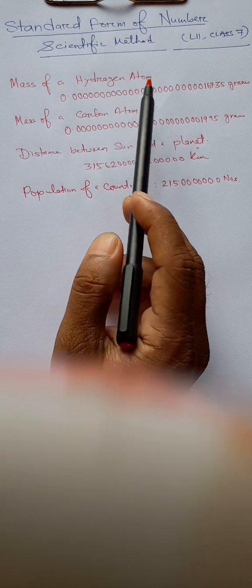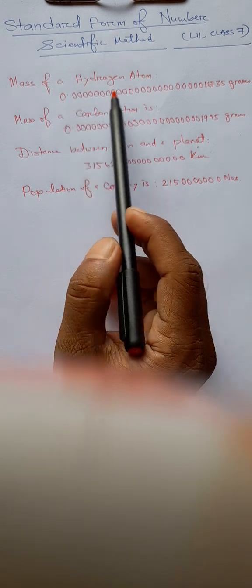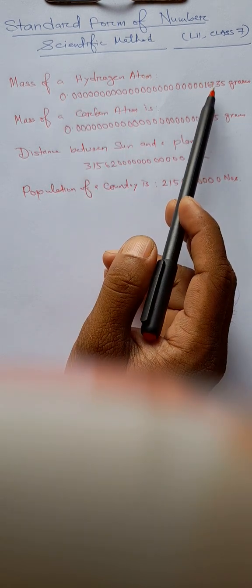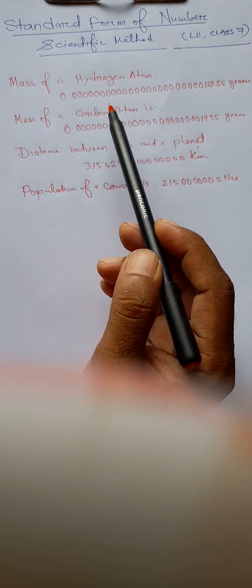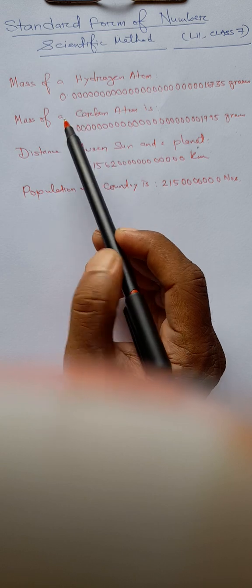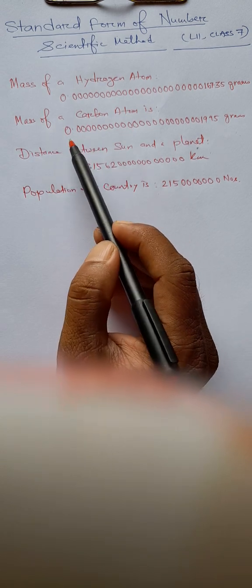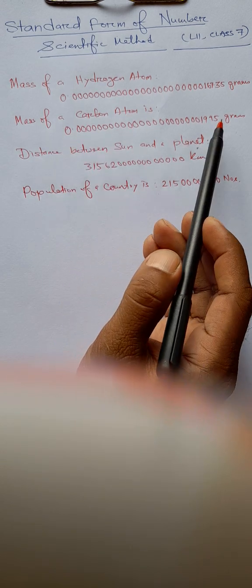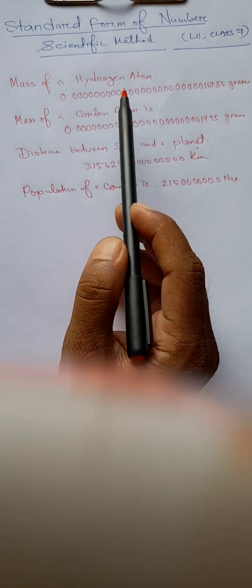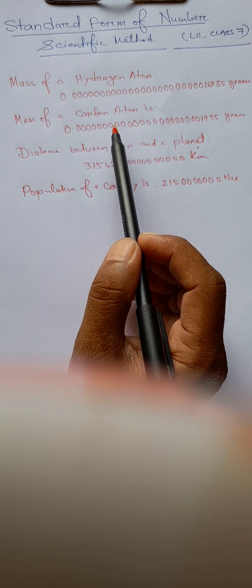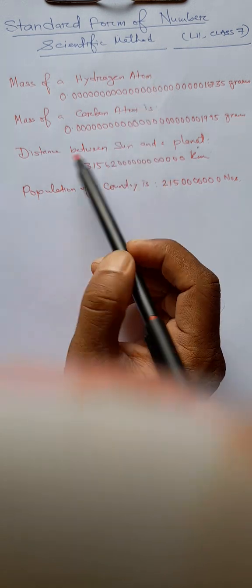Mass of a hydrogen atom is 0.0000 and lastly 16735 grams, which means it's only a small fraction of 1 gram. Similarly, mass of a carbon atom is 0.00000 and lastly 1995 grams. Now simply by observing these numbers, you cannot compare which is heavier, carbon or hydrogen.